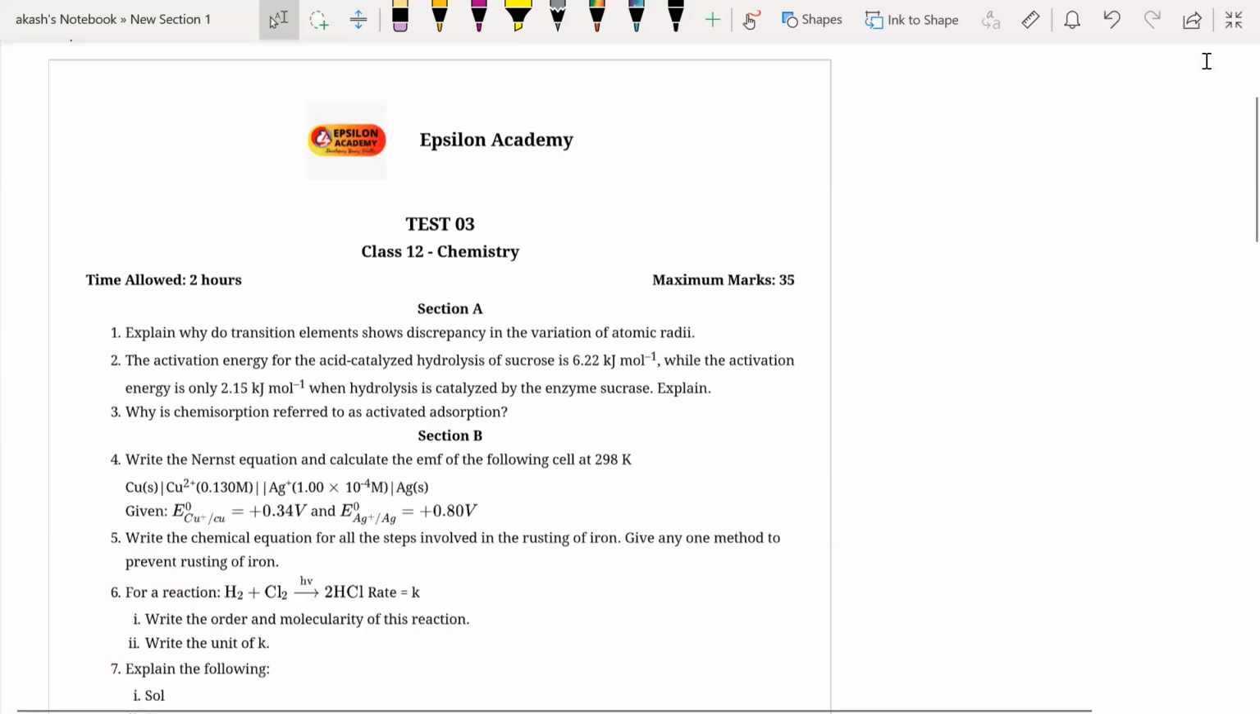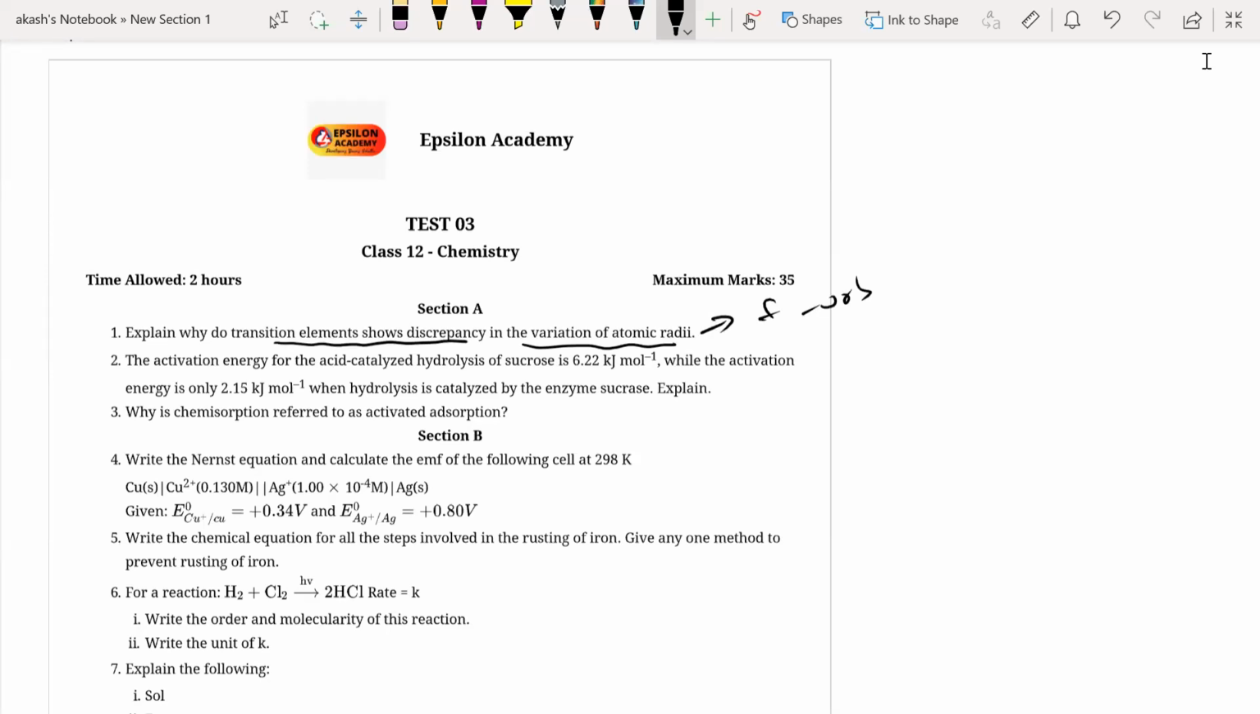Okay, fine. Next, why do transition elements show discrepancy in their various atomic radii? Now it's very simple. It is because of f orbitals and d orbitals coming into the picture. We have a different number of unpaired electrons, and that's the reason why you are seeing so many discrepancies in the atomic radii.